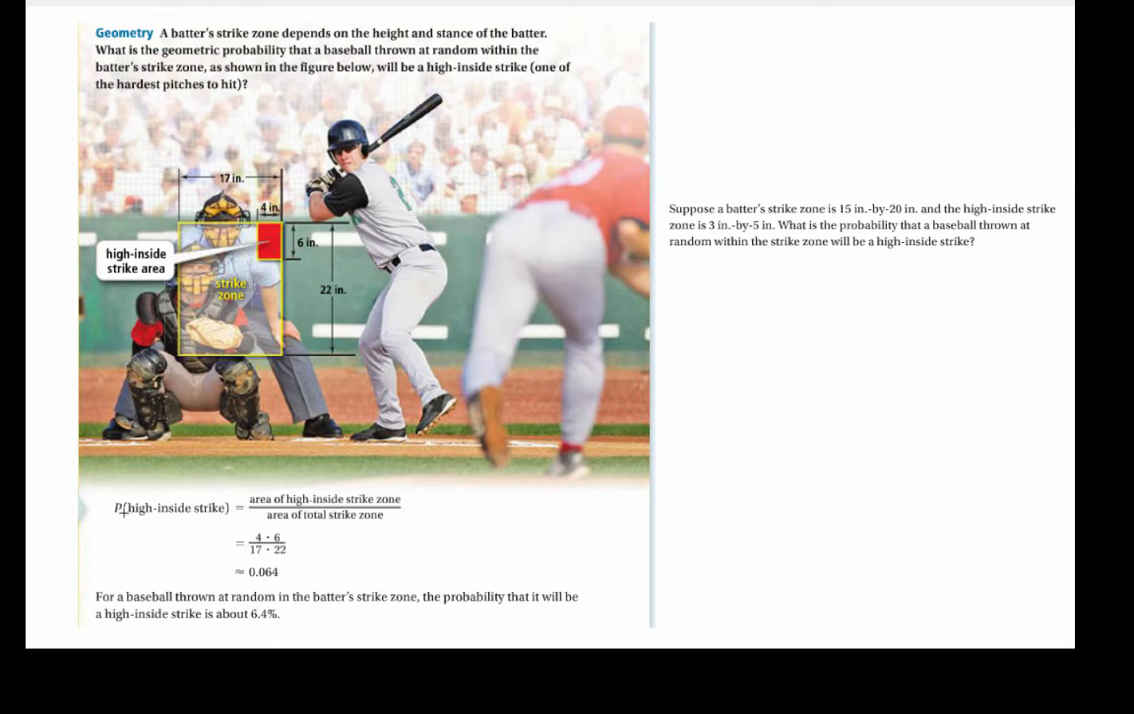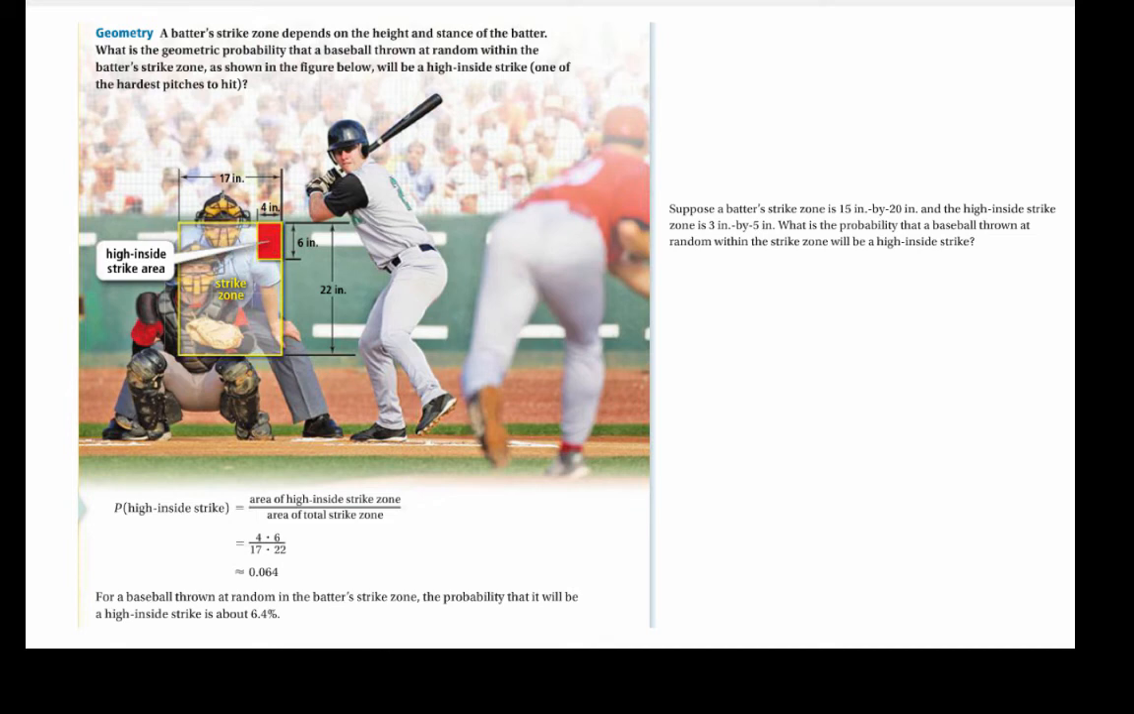Okay? So the way that we do a geometric probability is the favorable outcome, or the event that we're looking at, is a high inside strike. So we find the area of this red rectangle over the total area, so the total strike zone. That ratio is our probability. So 4 times 6, it's a 4 by 6 rectangle. The strike zone is a 17 by 22 rectangle. Simplifying that, we get 0.064. So that means for a baseball thrown at random in the batter's strike zone, the probability that it will be a high inside strike is about 6.4%.